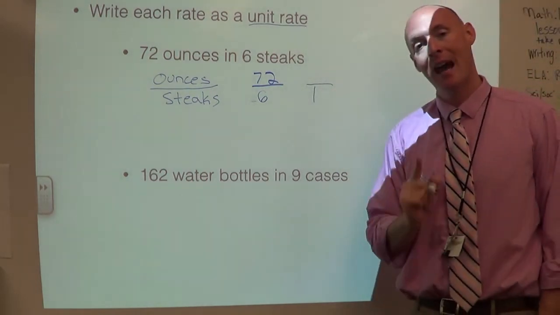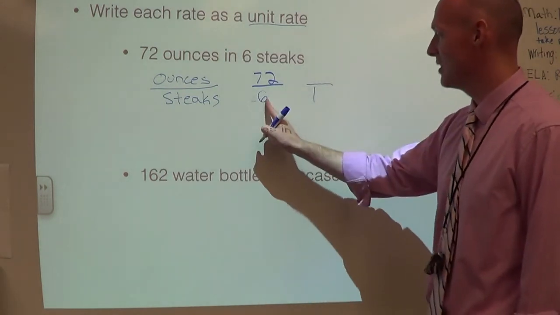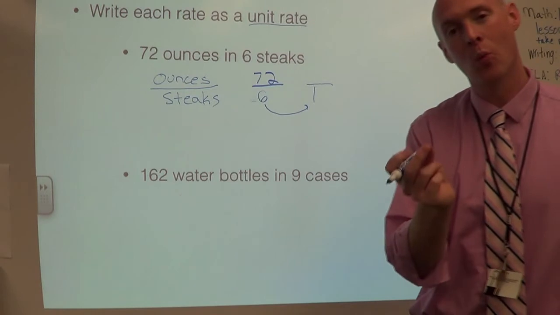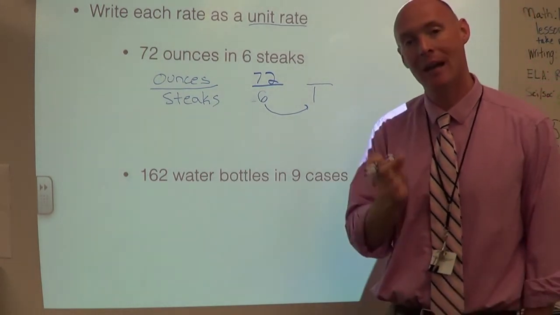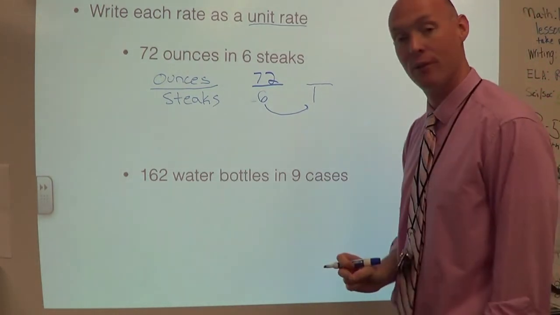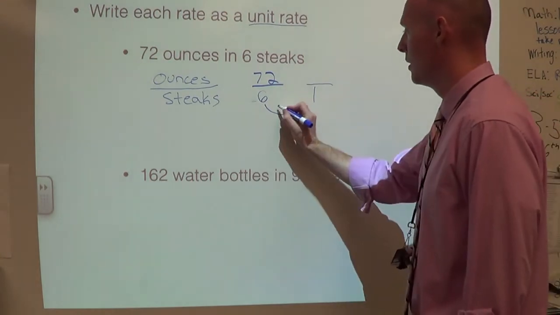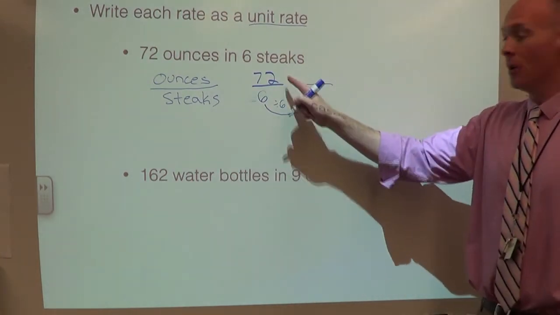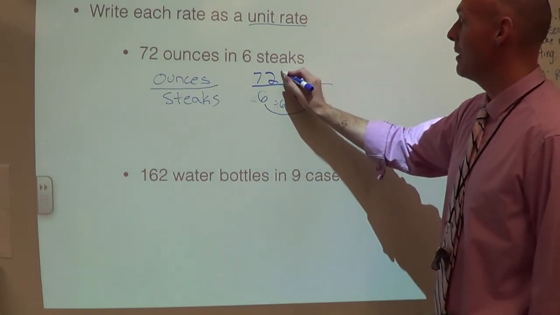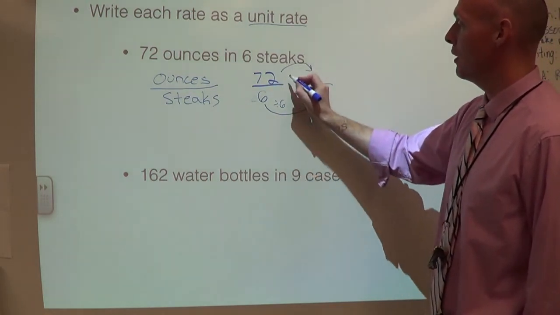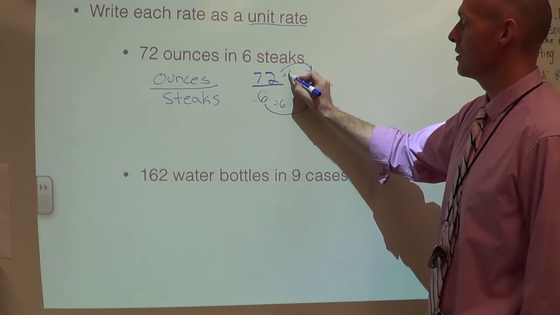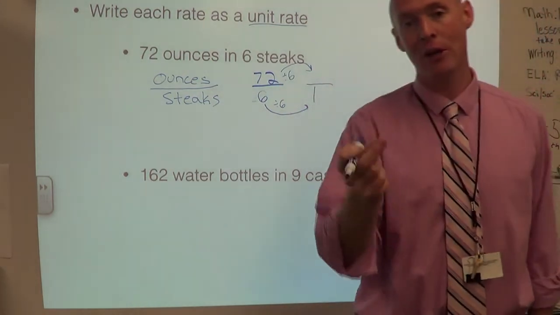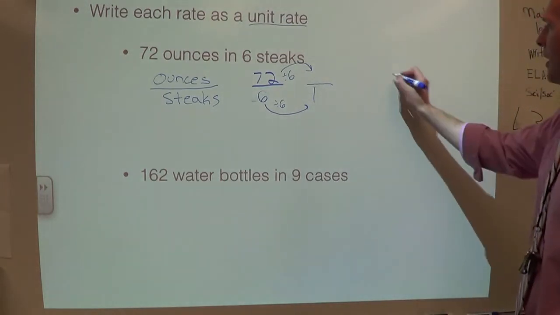So think, how can I get 6 to 1? In other words, what number do I divide 6 by to get to 1? The answer, of course, is 6. Divide by 6. If I divide by 6 to the denominator, what do I have to do to the numerator? Of course, I divide by 6. 72 divided by 6, if you know it, great. If not, do some work off to the side.